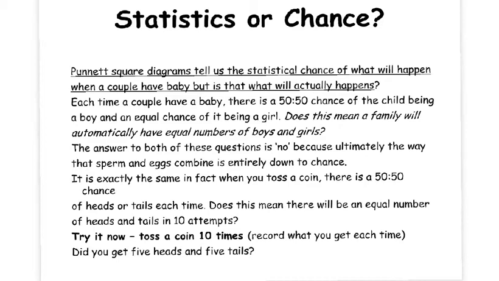Each time a couple have a baby, there is a 50-50 chance of the child being a boy and an equal chance of it being a girl. But this does not mean that a family will automatically have equal numbers of boys and girls, because ultimately the way that the sperm and eggs combine is entirely down to chance.